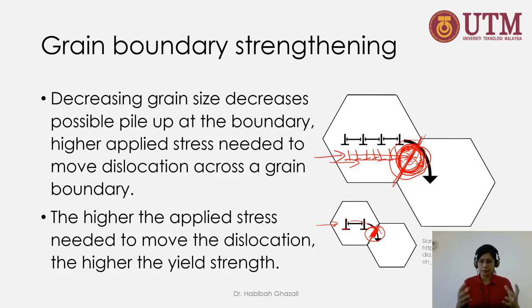lot of grain boundaries. Another way, for a solid metal, is that we can heat treat it, which we will learn in the next lesson. We can cold work it, and then heat treat it to create a smaller grain size. A smaller grain size means a lot more grain boundaries. So you will strengthen the material using this grain boundary strengthening mechanism.